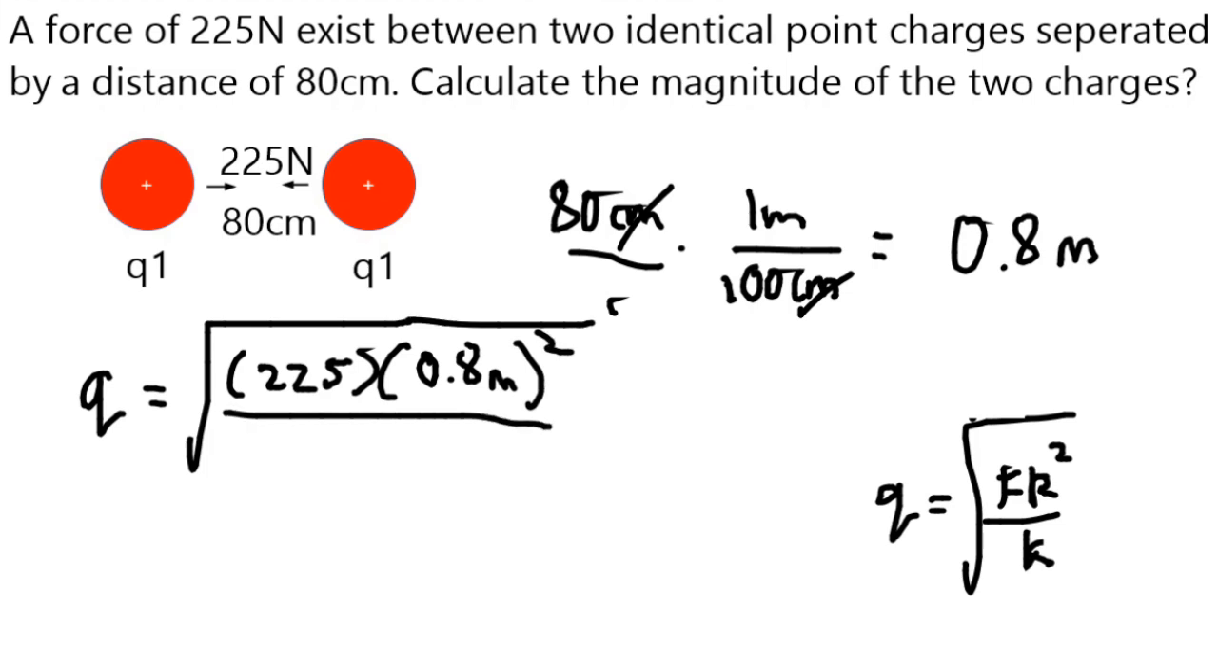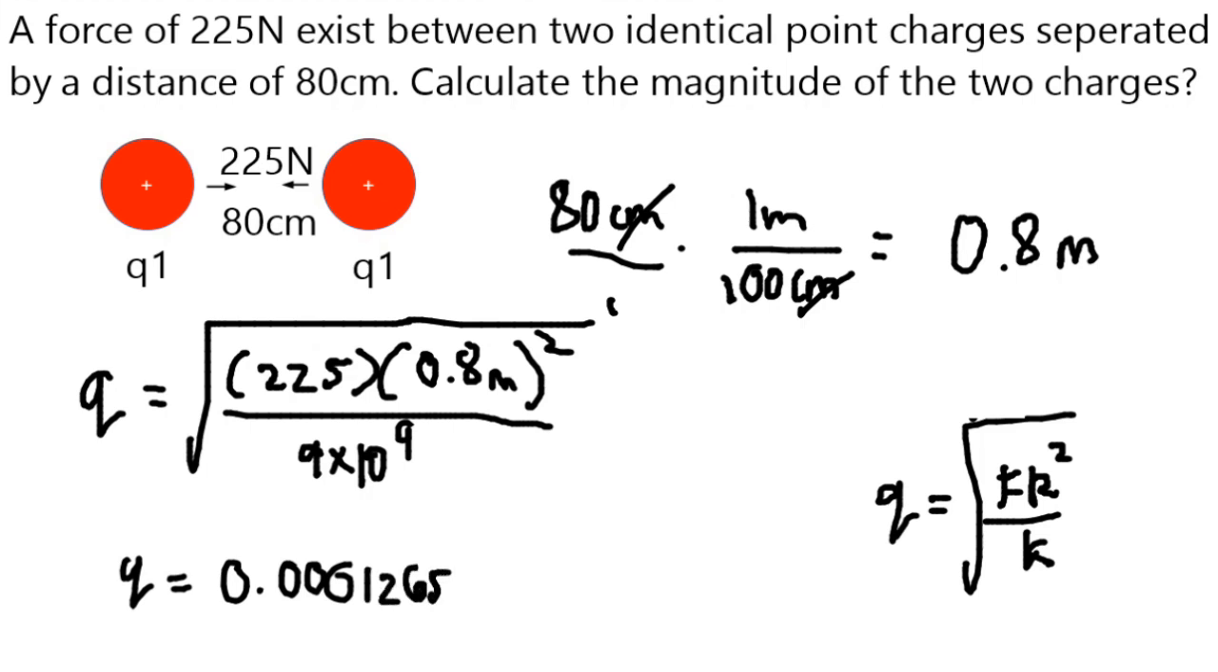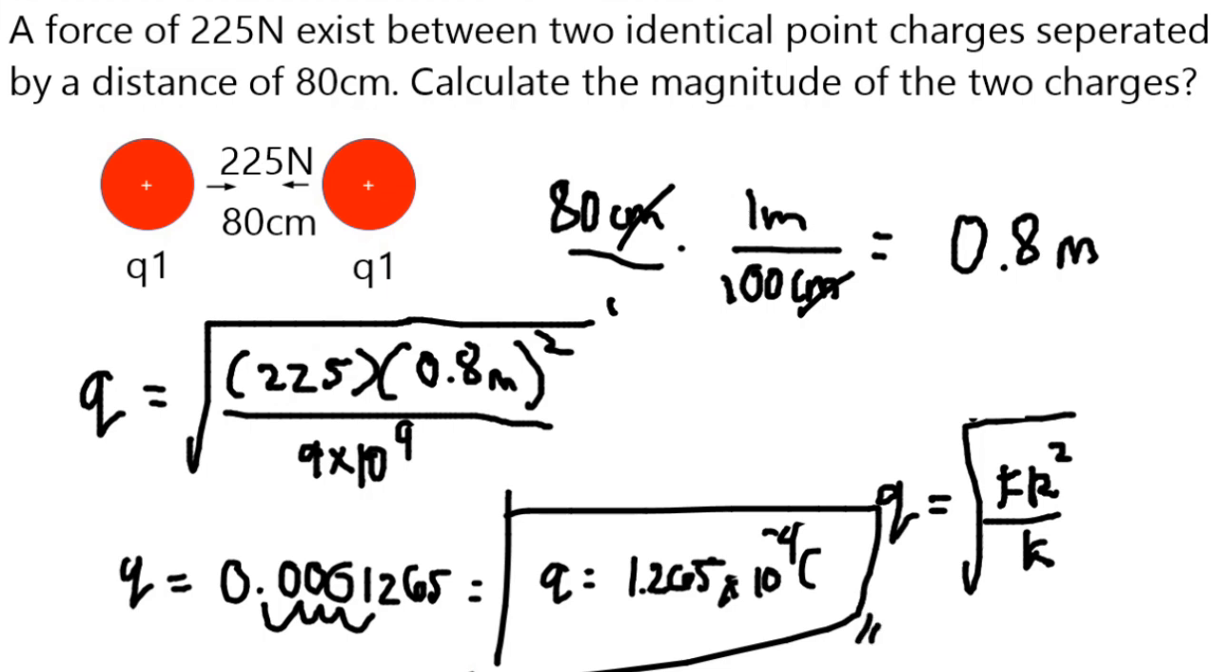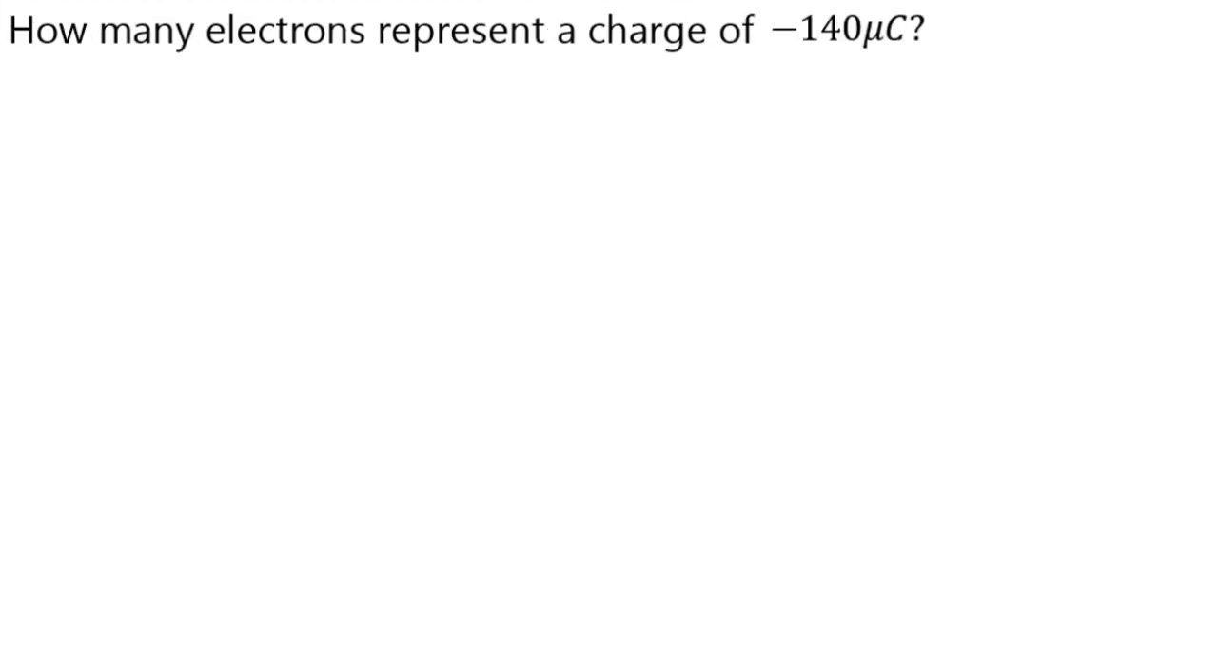Okay, and Coulomb's constant is going to be 9 times 10 raised to the 9th power. Now we're just going to type this in our calculator, and the answer is going to be 0.00012. Okay, so we got this. We're just going to convert this into scientific notation. So what we have is 1.265 times 10 raised to the negative 4 coulombs. Okay, so this is the electric charge of those identical point charges.